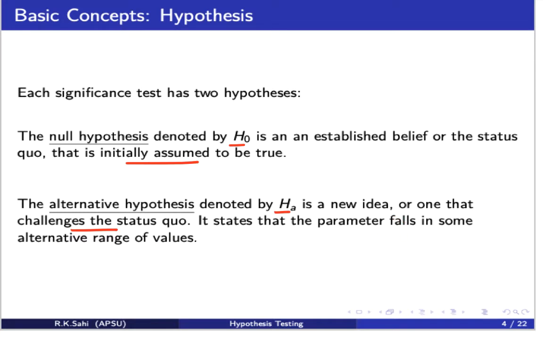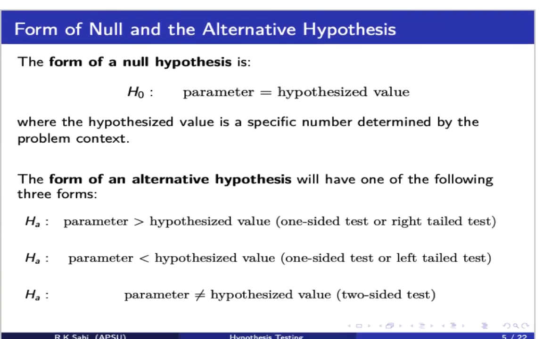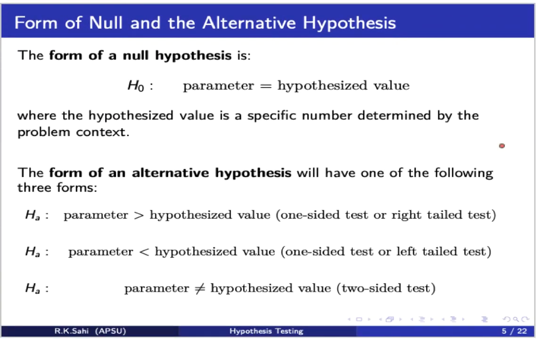Now, how do we write it down? The basic part in a hypothesis is you're going to be working with parameters, that is the population. And this parameter can be either a mean or a proportion for this class. And when you're doing a null hypothesis, we are basically saying this parameter is equal to, this is very important, guys, to some hypothesized value.